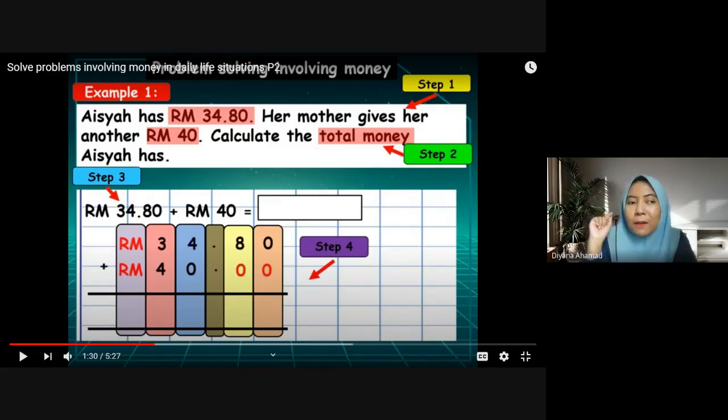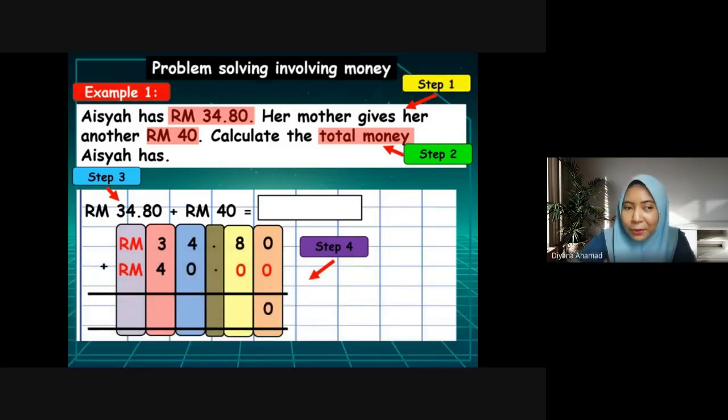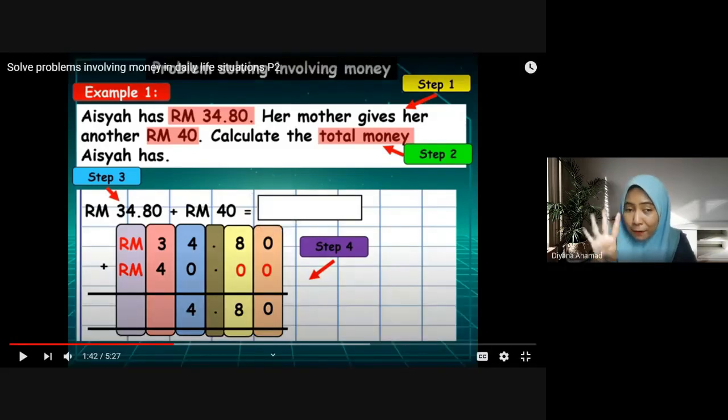So you put 40.00. That means 40 ringgit. Now it's time for you to do the addition, plus. You start from the right to the left, like I told you. So 0 plus 0, 0. 8 plus 0, 8. Don't forget to put the dot because this is money, the dot between ringgit and cent. 4 plus 0 is 4. And then 3 plus 4 is 7.